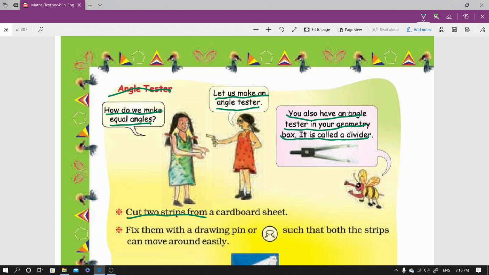Cut 2 strips from a cardboard sheet. 2 strips.